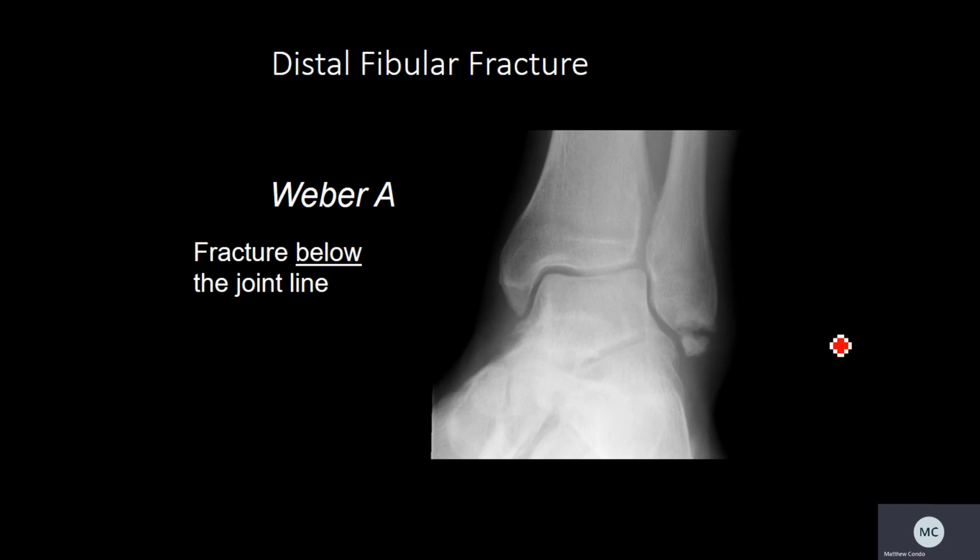This is what a type A fracture looks like. Obviously, what you can see here is that my fracture line is well below the syndesmosis, well below that ankle joint space.